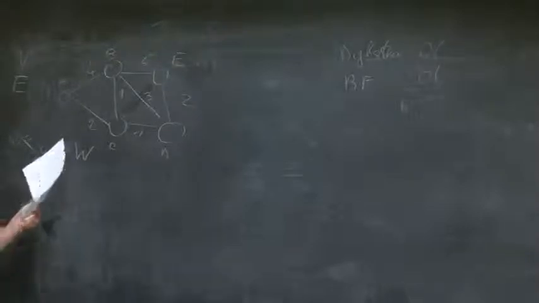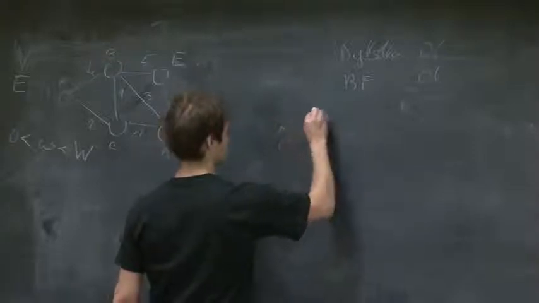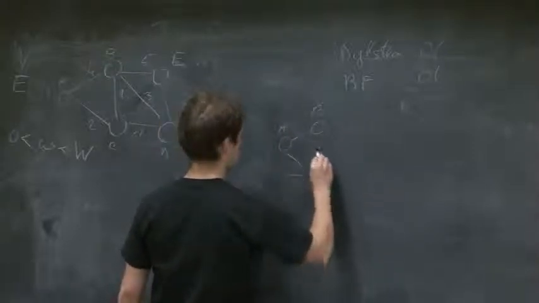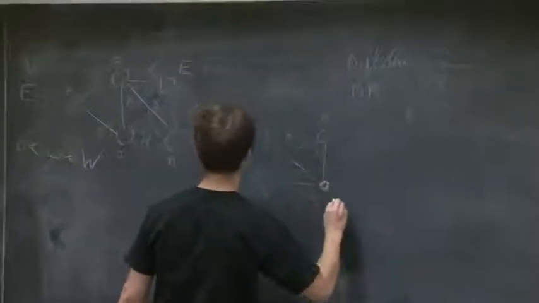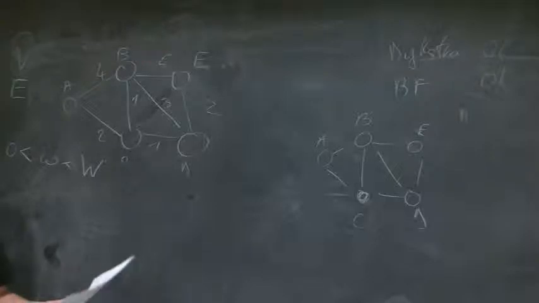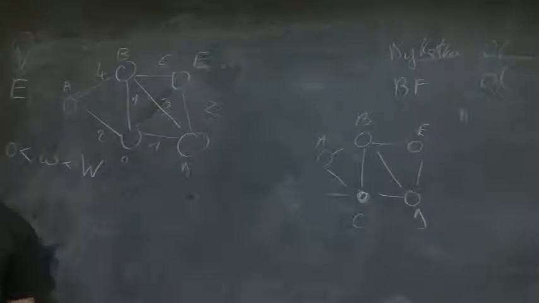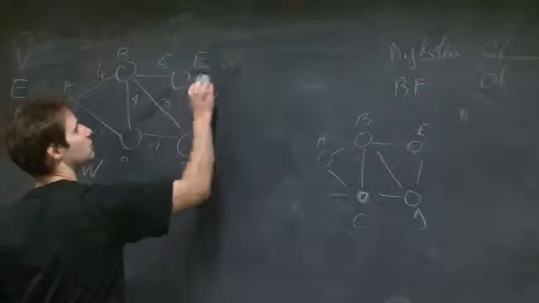What if there were no weights here? What if the graph looked like this? A. You're making my life hard. Like this. No cost. All the edges have the same cost. What would we do to solve the problem? Say we want the shortest path from A to E.